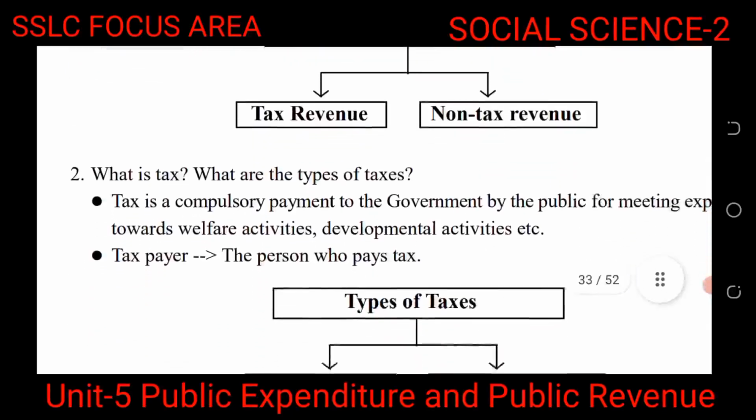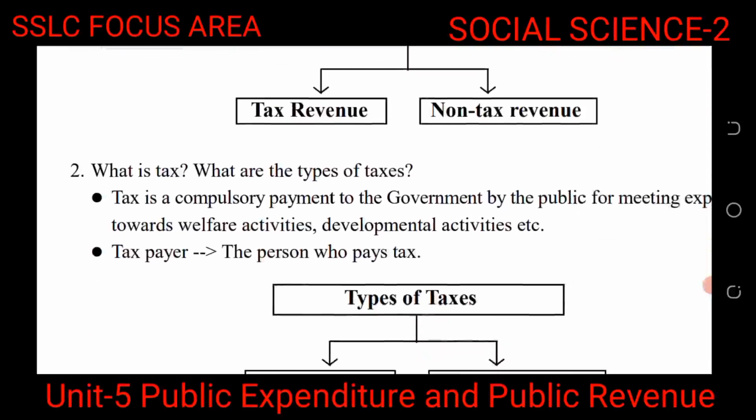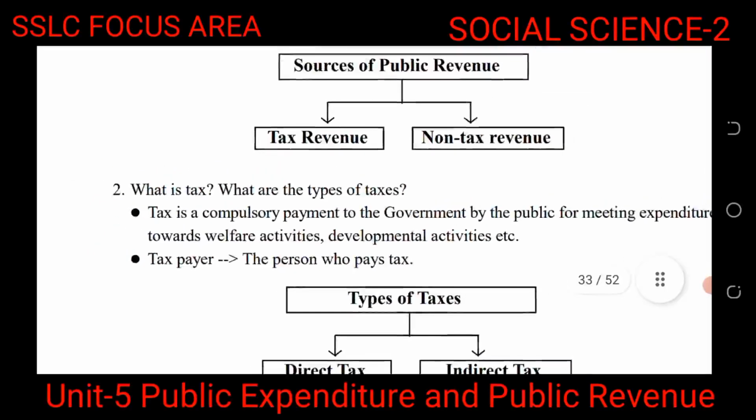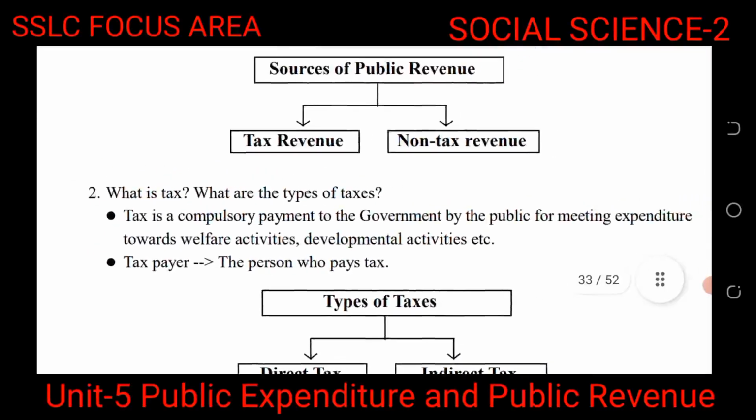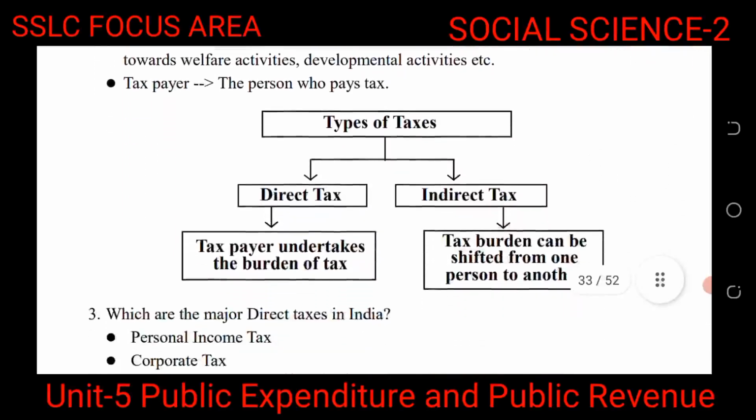Then we have to discuss what is tax and what are the types of taxes. What is tax? Tax is a compulsory payment to the government by the public for meeting expenditure towards welfare activities, developmental activities, etc. Who is a taxpayer? The person who pays tax is a taxpayer. Then, types of taxes.